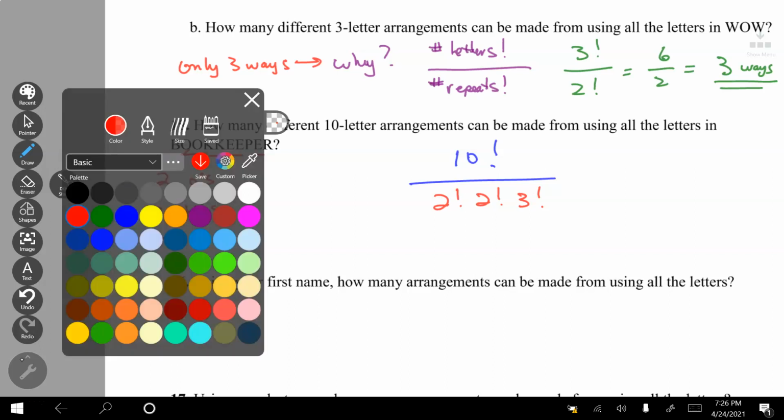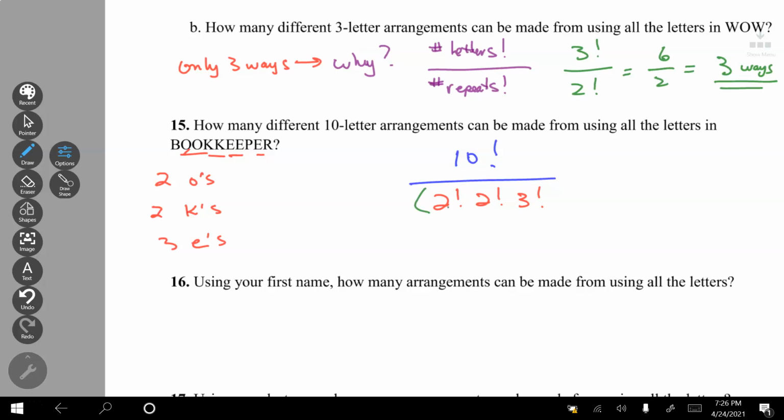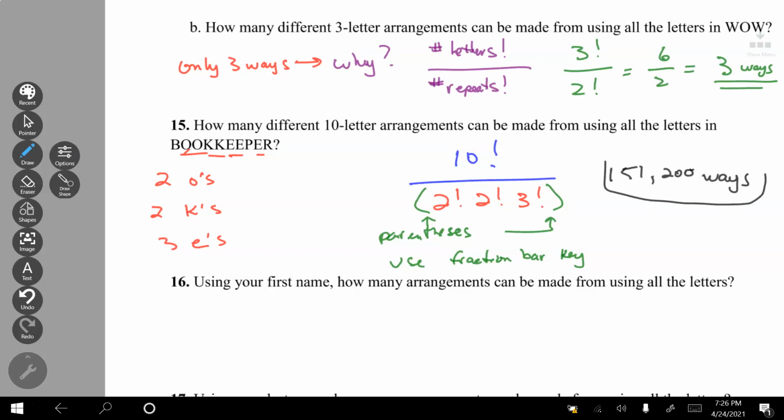Now you have a choice. You either have to put this in your calculator and make sure you put parentheses around the whole denominator, or use that fraction bar key that we've used already throughout this unit. Either one will work. Make sure you group them. You plug this in the calculator and you get 151,200 ways that you could rearrange the letters in bookkeeper.